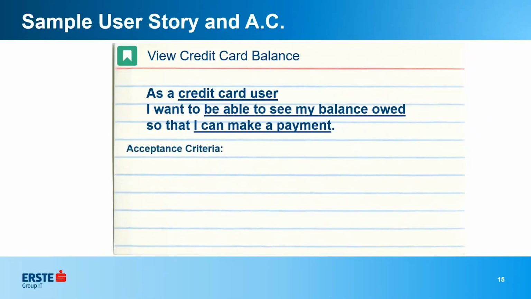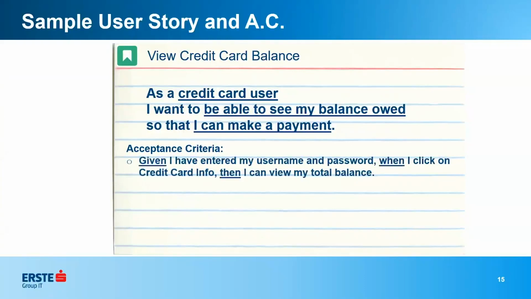And then I want to have some acceptance criteria. Given I have entered my username and password, when I click on credit card info, then I can view my total balance. So that's something completely easy that someone who's doing the testing can make an automated test case out of. And the correct balance is shown. So when I enter my username and password and click on that, I can view my balance, and it's the correct balance.